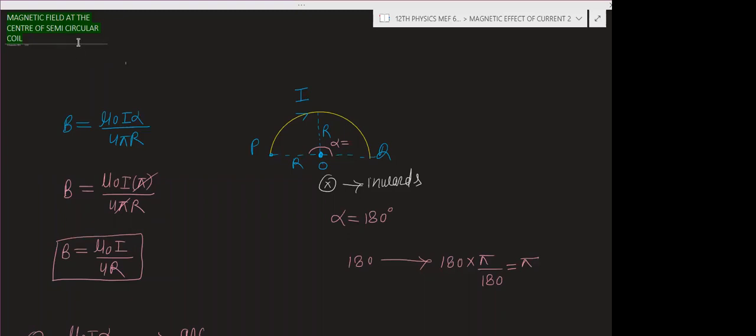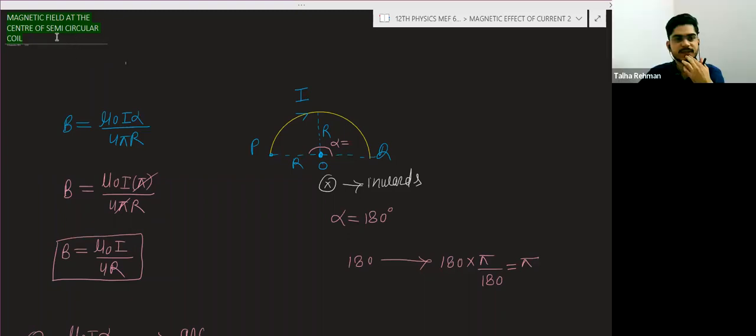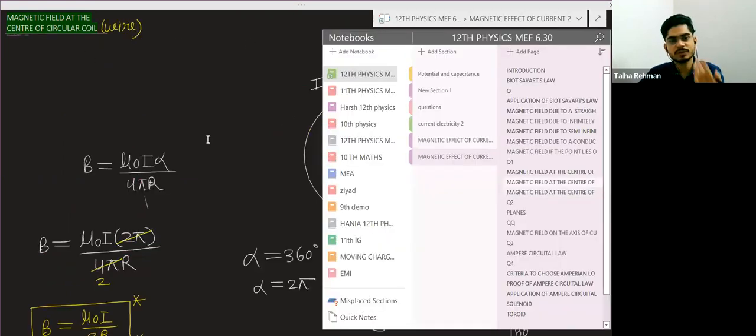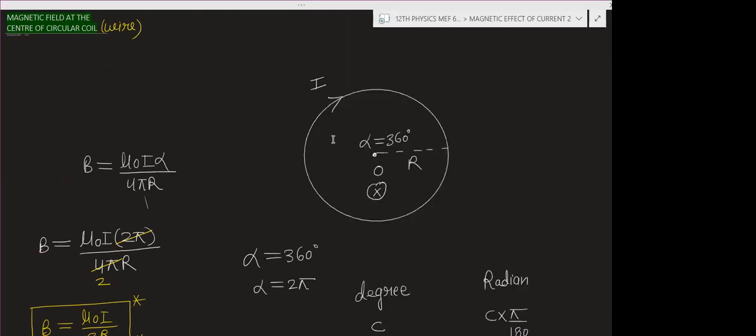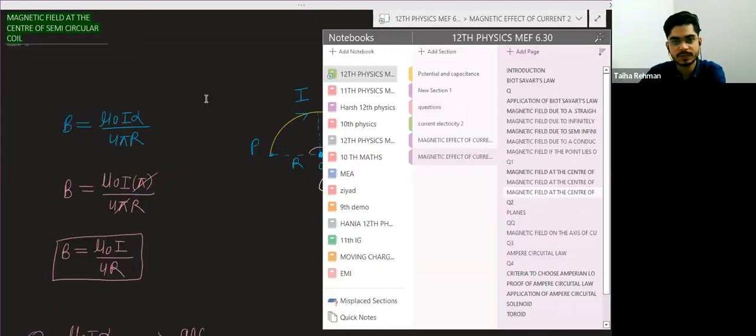Field at the center of a circular coil. At the center of a semicircular coil or circular coil? Okay, so this was a topic. Semicircle. Yes, sir. Semicircle. So this thing we have completed.